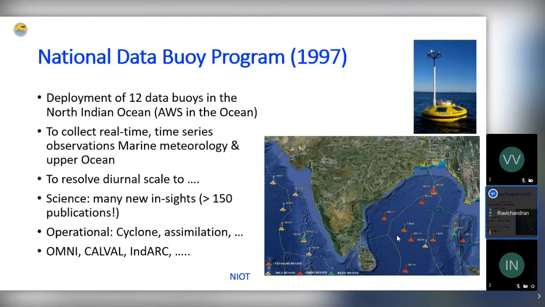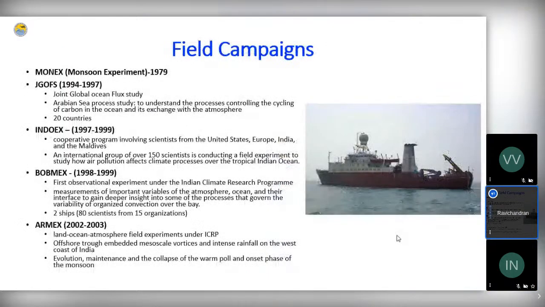Also, this has been used for operational purposes like cyclone forecasting, as well as assimilation of ocean parameters in ocean models, and also marine meteorological parameters in atmospheric models. They assimilate and try to go for various time scale forecasts and predictions. So it has revolutionized the Indian observation system after this data buoy program was established in 1997.